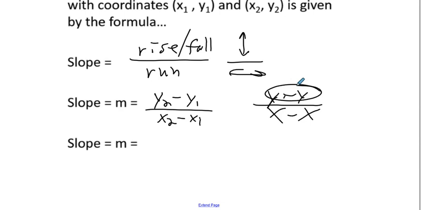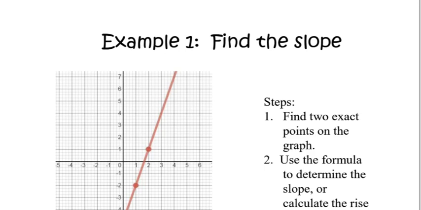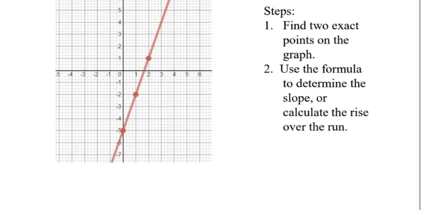But order doesn't really matter. So you could actually do y1 minus y2 as long as you do x1 minus x2. Okay? And we'll do examples of this. Now, it says find 2 exact points in the graph. We actually have 3. We have one there, we have one here, and one here. You can do the slope formula with any 2 of these 3 points.